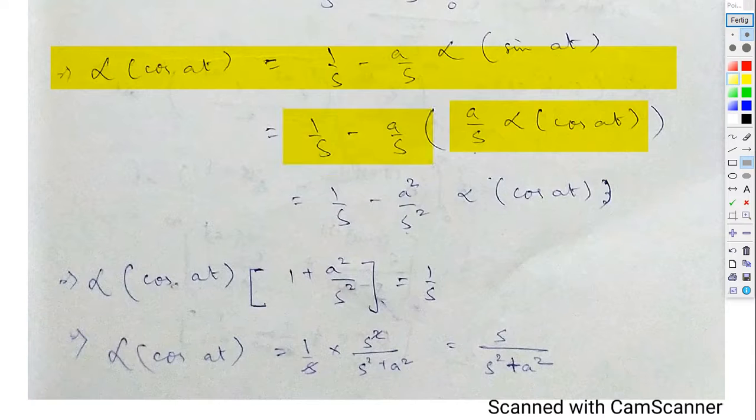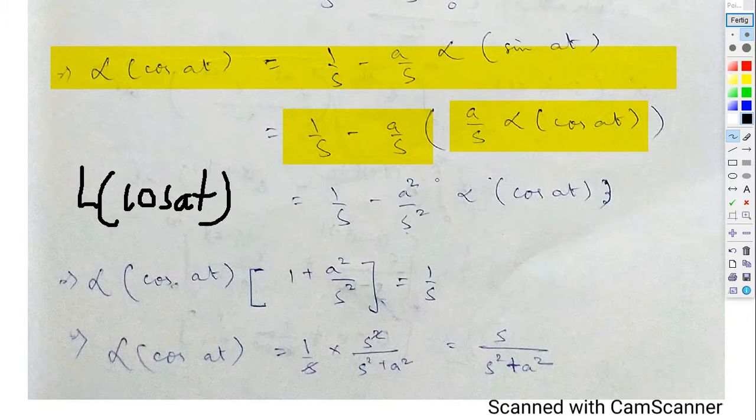Here the constant term gives a squared by s squared times the Laplace of cos at. So we rearrange the like terms to one side, and we get the Laplace of cos at times 1 plus a squared by s squared equals 1 by s.